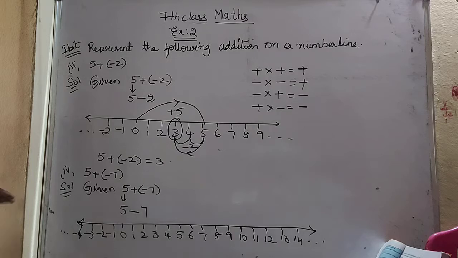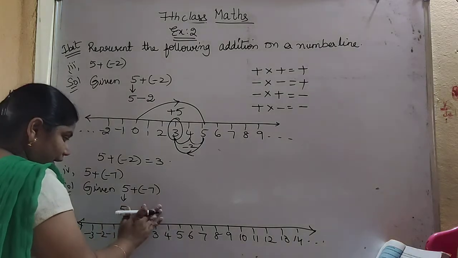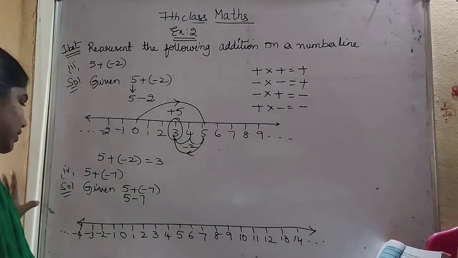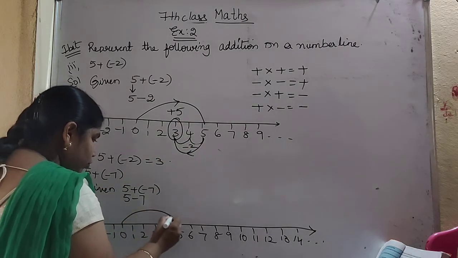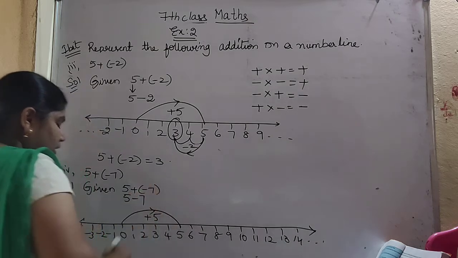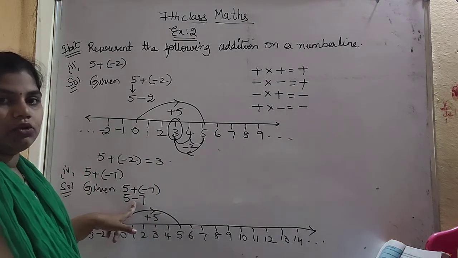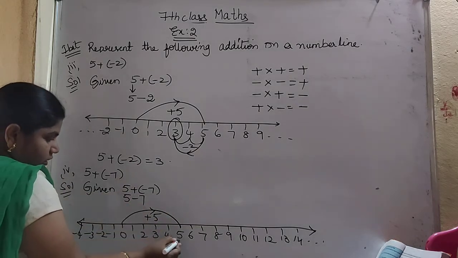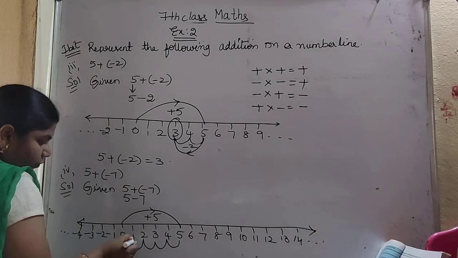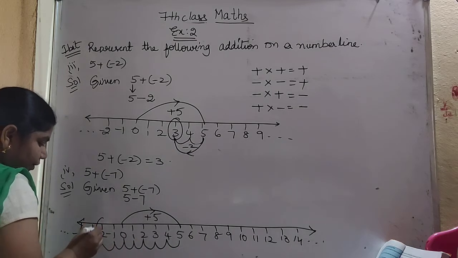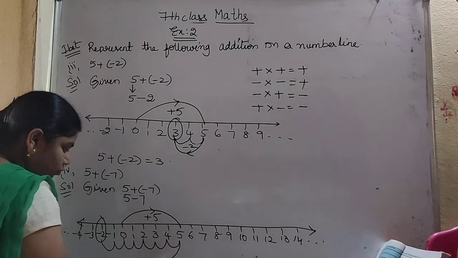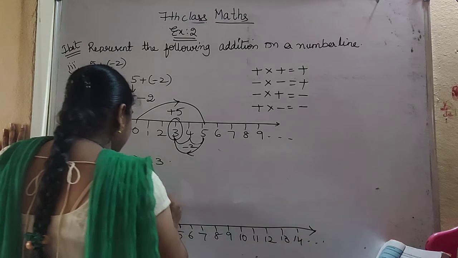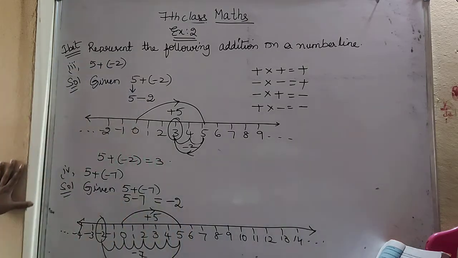And so on. So 5 is a positive value, so we have to move to the right side first. How many times? 5 times we have to move. This is plus 5 and 7. Before 7 you are seeing the negative value. Negative value means you have to move to the left side. So how many times? 7 times. So 1, 2, 3, 4, 5, 6, 7. So what is the result here? Minus 2. So we have moved to the left side, that is minus 7. So the result is how much here? Minus 2 is our result.